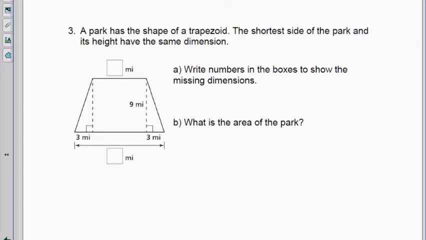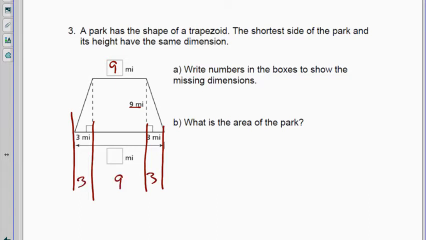All right, we have this park that's the shape of, of course, a trapezoid. What else would you have for a park's shape? The shortest side of the park and its height have the same dimension. We have to first fill in the missing boxes, then find the area of the park. If this dimension, the up and down, is the same as the short side here, that means this must be 9. If this distance is 9, and this is 3, and this is 3, the whole thing must be 3 plus 9 is 12, plus 3 is 15 miles.